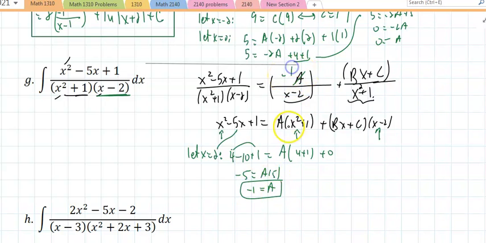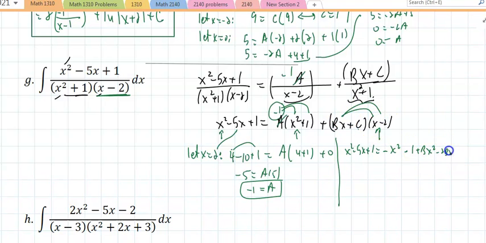If I know A is negative 1, this is going to save me a lot of work, because now I have 2 more variables and no numbers. I'm going to follow the book's method, but I'm going to follow it by using a negative 1 instead of A, and that's going to make this problem a lot easier. That is, I'm going to say x squared minus 5x plus 1 equals negative x squared minus 1 plus Bx squared minus 2Bx plus Cx minus 2C.